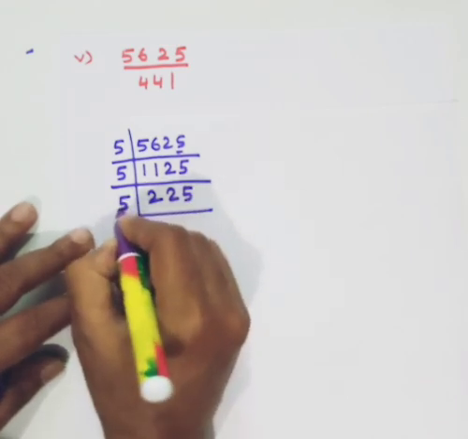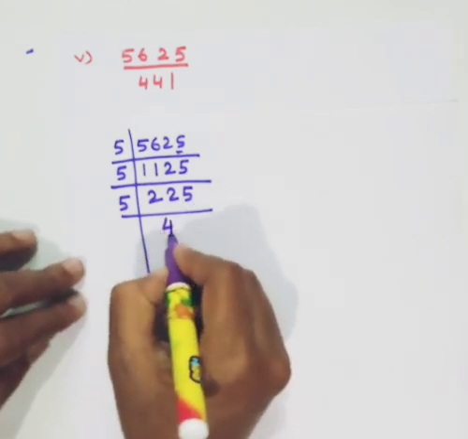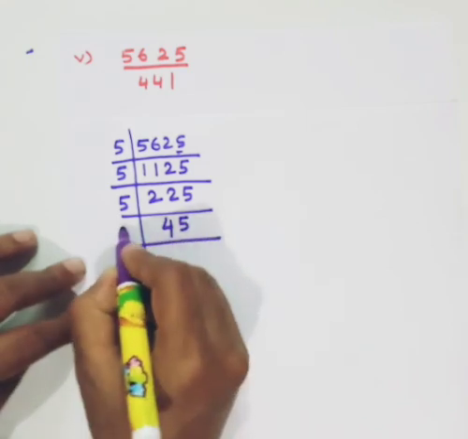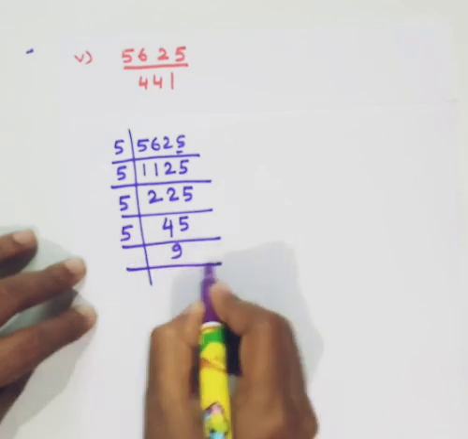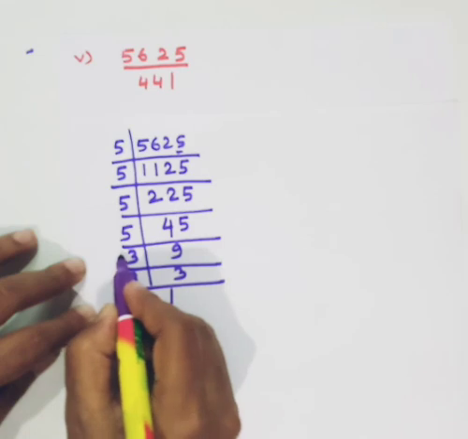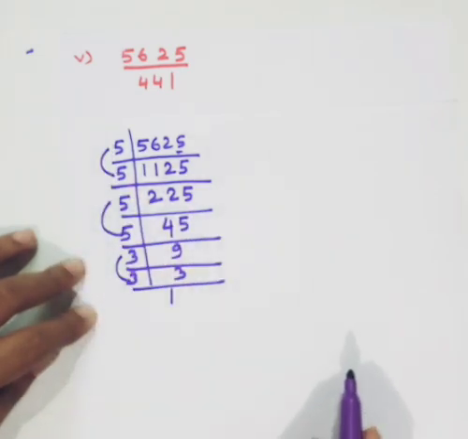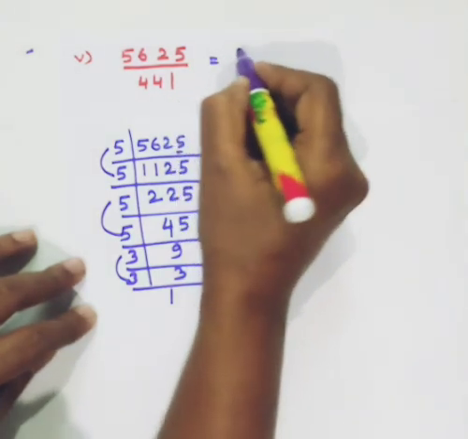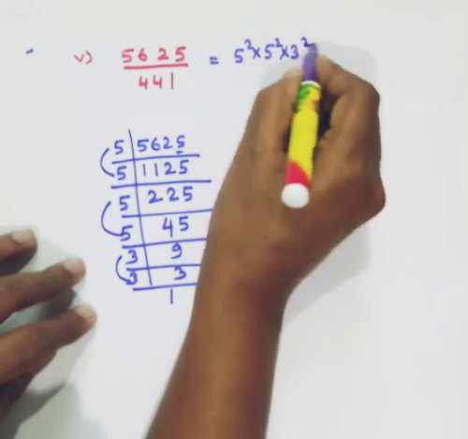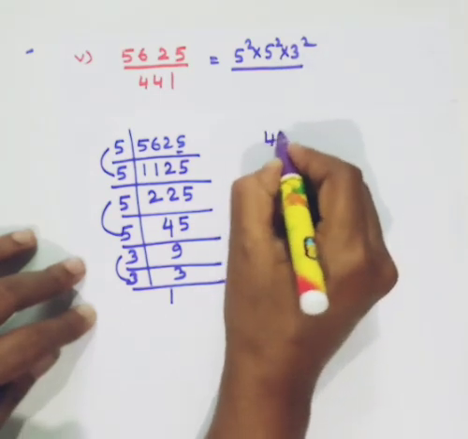Now again we shall start with 5 because we have 5 in the units place. 5 fours are 20 and again 25, so 5 fives are 25. Now 5 nines are 45. Now 3 threes are 9 and 3 ones are 3. So see, 3 square, 5 square and then 5 square. Okay, so this is 5 square into 5 square into 3 square by, now see, 441 we have just factorized.